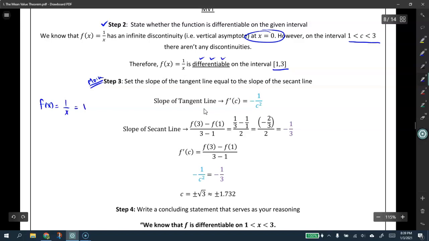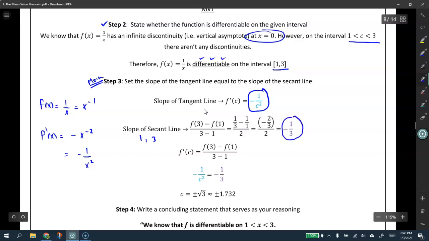So if it's been a while for you and you need to practice how you take a derivative of 1 over x, the first thing you would do is rewrite it, and then the derivative would be negative x to the negative 2, which becomes negative 1 over x squared. So at the point c, here is your derivative, negative 1 over c squared. Now the slope of the secant line on the interval 1 to 3 would therefore be negative 1/3. And you can take a look at my work there.